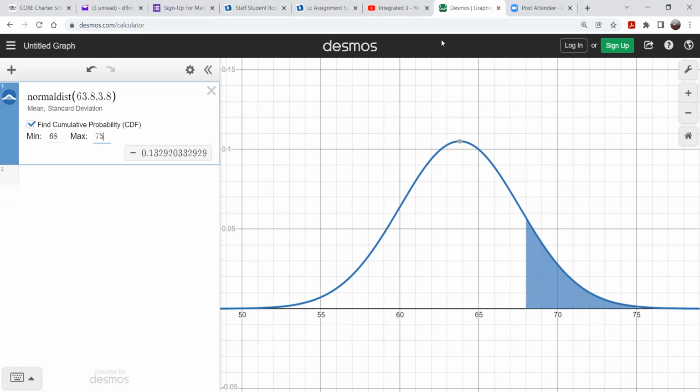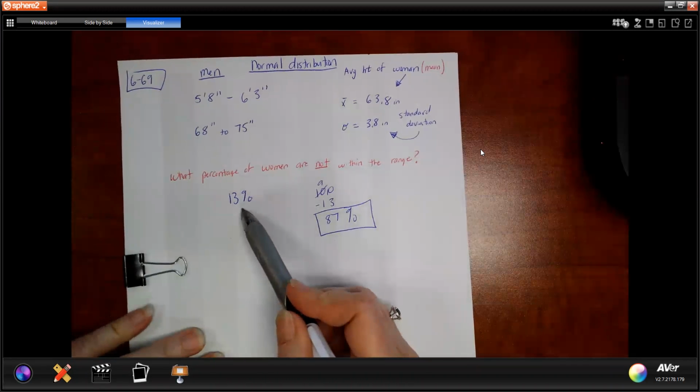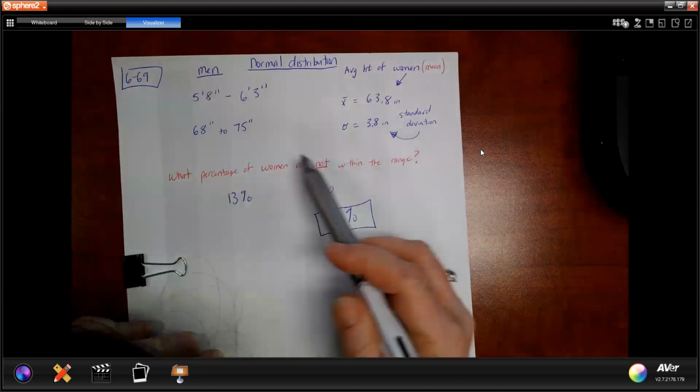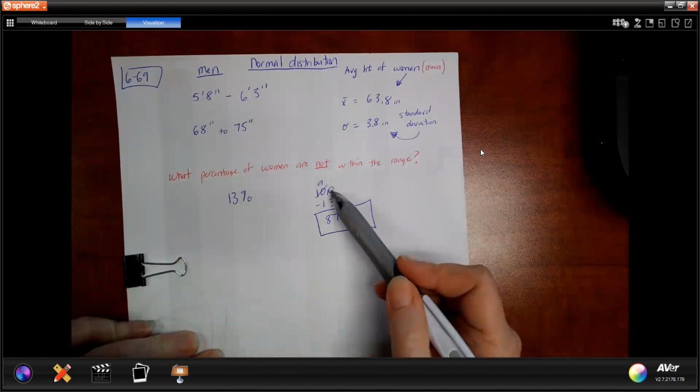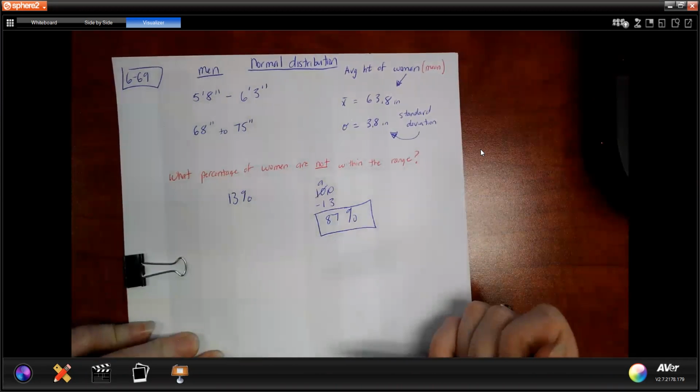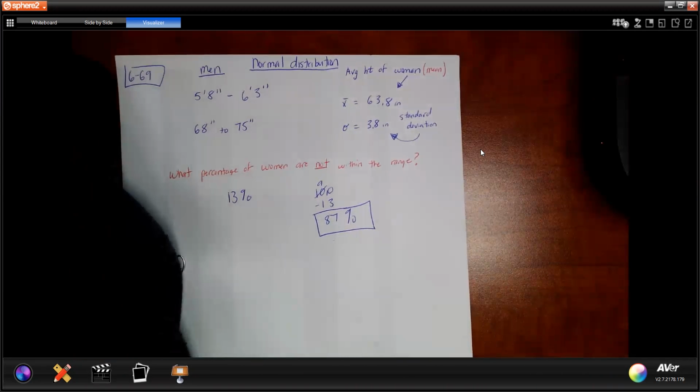So let me switch back. Stop share. So we got the 13% from Desmos. And then it says what percentage of women are not within the range. So I went 100% minus 13%, that's 87%. And so that's how you do these problems. You have to use Desmos.